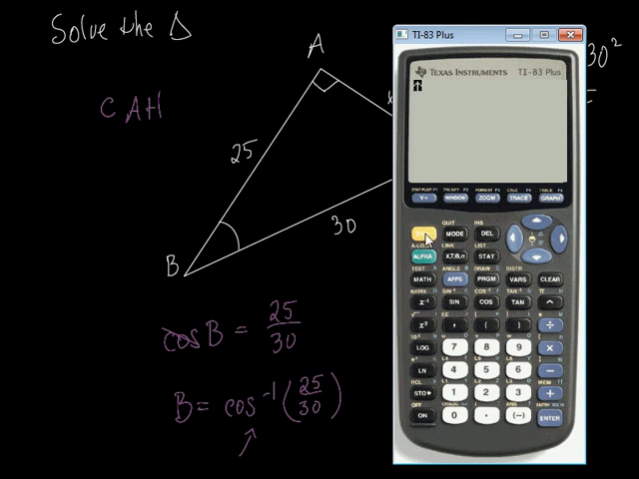So what do you do? Hit second function cosine. See, it is right there. Cosine to the negative first of what? 25 over 30. Hit second function cosine. Right? It's in yellow. It's right there. Right? And then hit equals. Boom. There you go. See, I didn't have to reduce 25 over 30, did I? The calculator does all that for you.